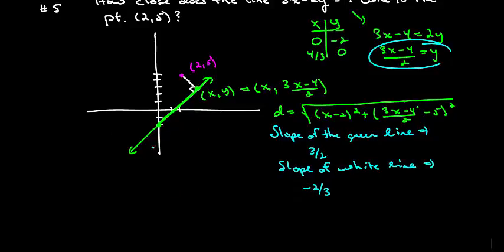Now we've got this line, we know this line, watch, because we have a point on it. So y is equal to -2/3 x plus b, the point (2, 5) is on there.